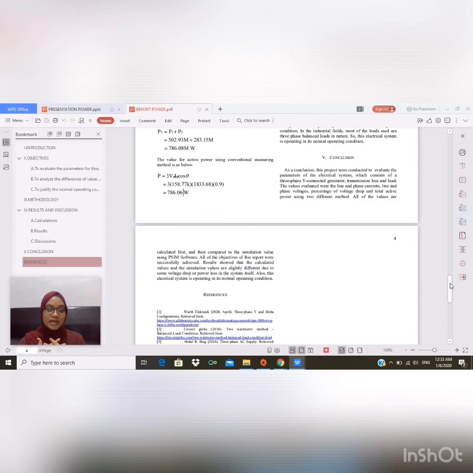As a conclusion, all of the objectives of this project are successfully achieved, and this can be proved by the results obtained. The first and second objectives are achieved, and based on the results, we know that the calculated value and the simulation value are slightly different. We have also achieved the third objective, which is that the system is normal, since the voltage drop is plus or minus 5%, so it is normal and okay. And that's all from me. Thank you.